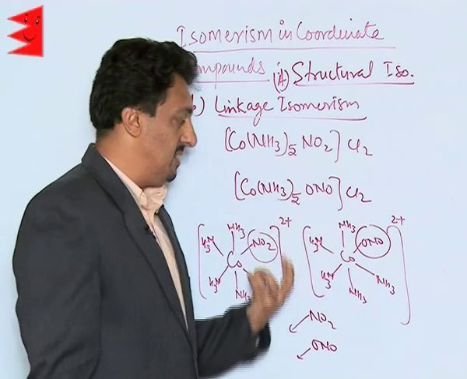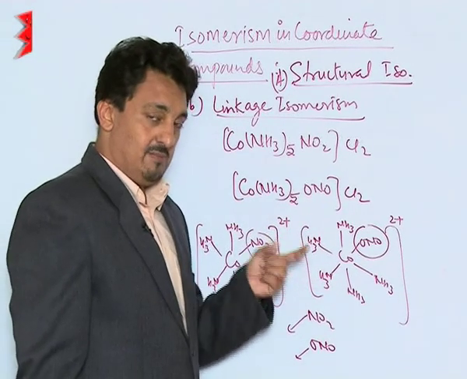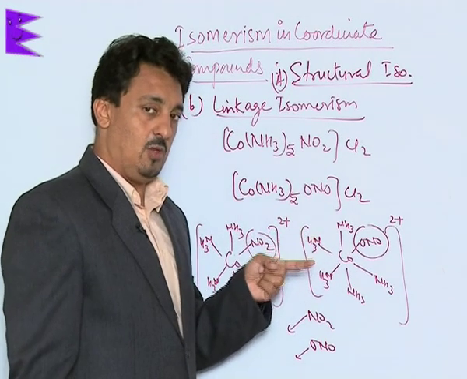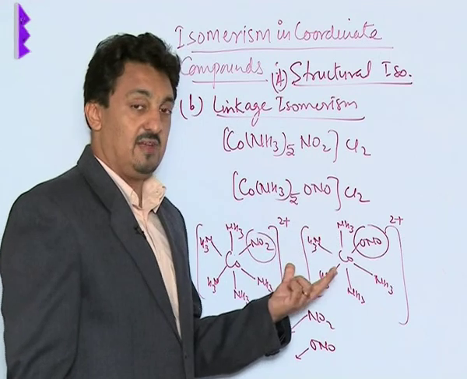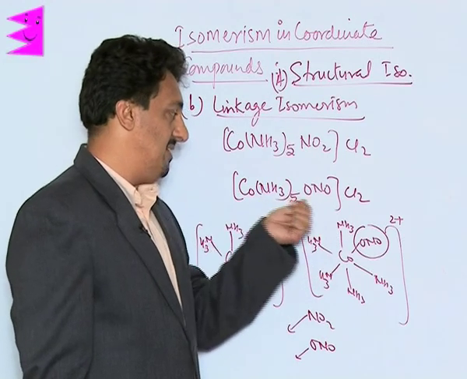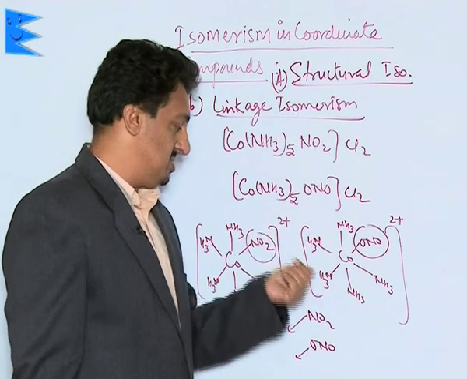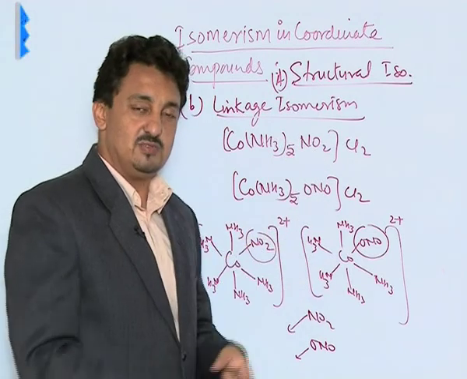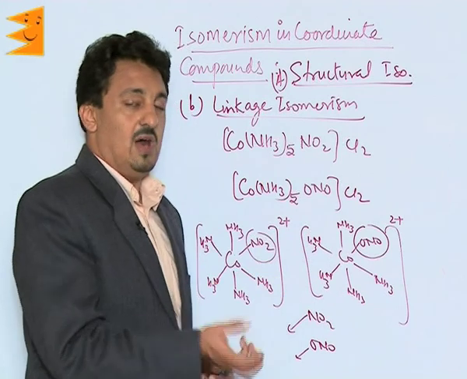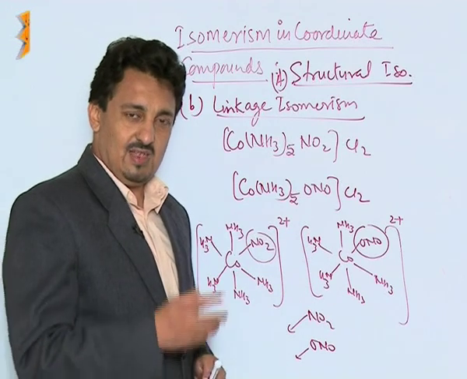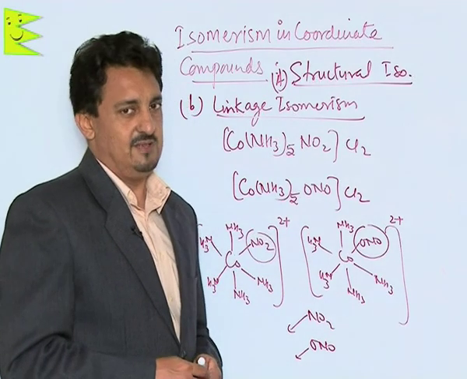So this is how we can name them by putting a capital N or capital O to differentiate which nitrito we are having. This is pentaamine O-nitrito, this is N-nitrito. And these are the structures, and by circling it we can easily differentiate them, and we can show how the ambident ligands are forming different linkages with the metal ion.